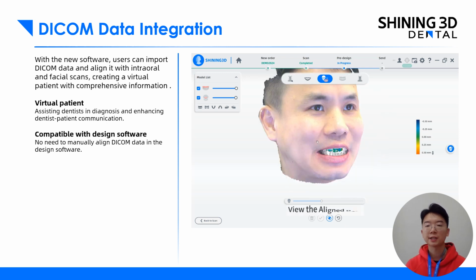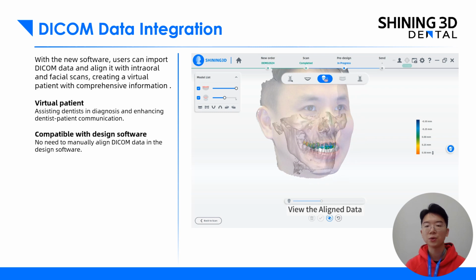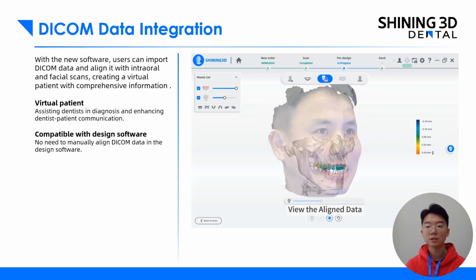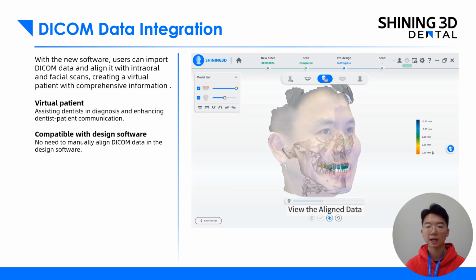And you can check the color map for the alignment quality, and we can view the aligned data, 3 sets of data, the face scan data, the intraoral data, and the DICOM data altogether. And all these aligned data can be imported to ExoCAD without the need to do that extra alignment in ExoCAD.